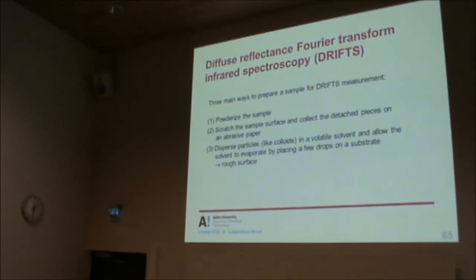So, for example, if you have a powder, or if you have a solid, then for DRIFTS, this technique, you can powderize the sample and then disperse it in a volatile solvent, put it on a shiny surface, and then you can measure diffuse reflectance from even a powder.